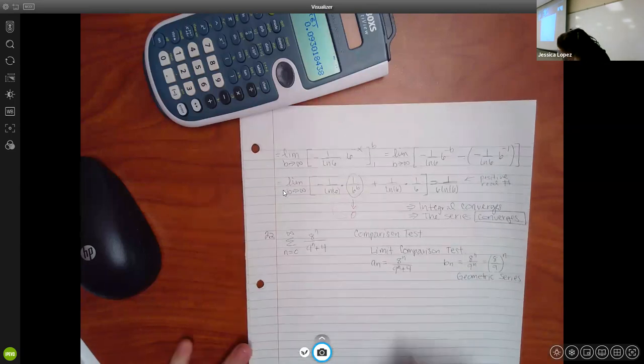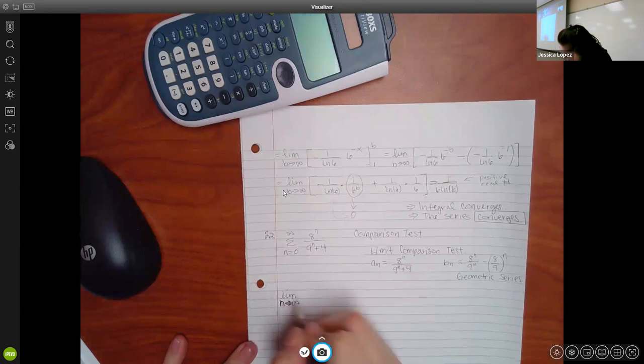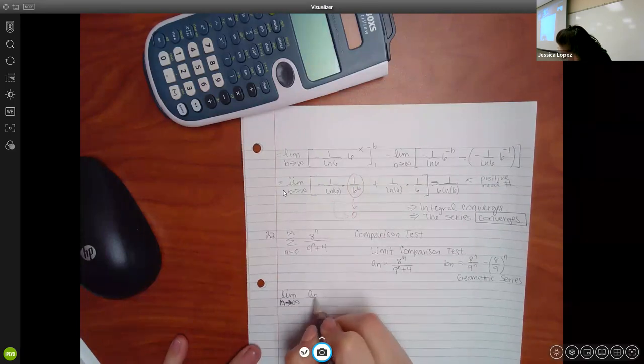Let's do the limit comparison. That means I need to take the limit as n, not b, n goes to infinity of a_n over b_n, okay? No bars.